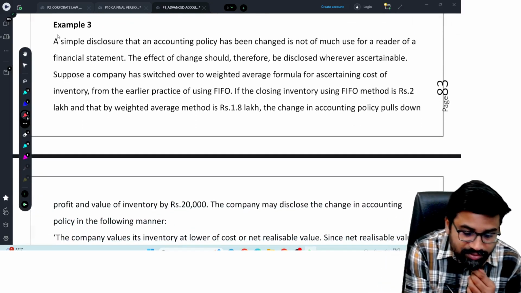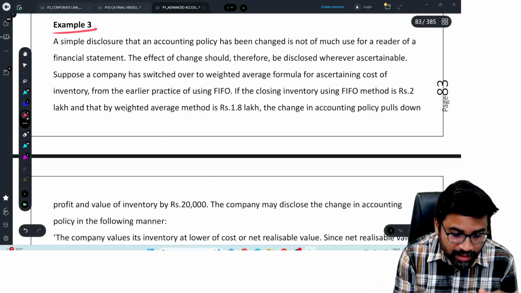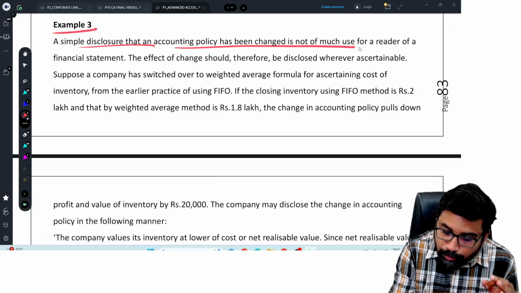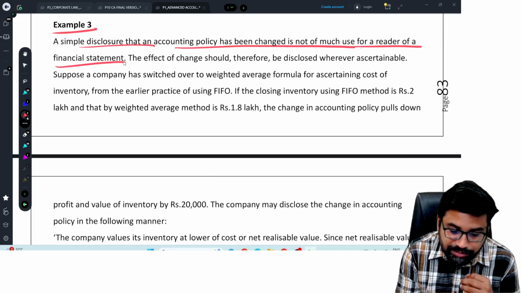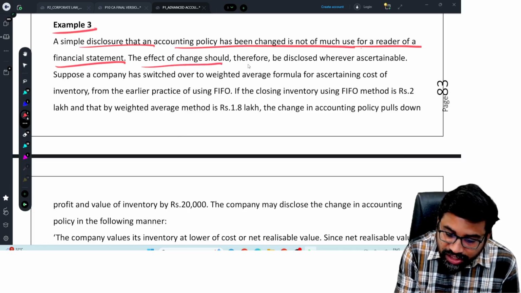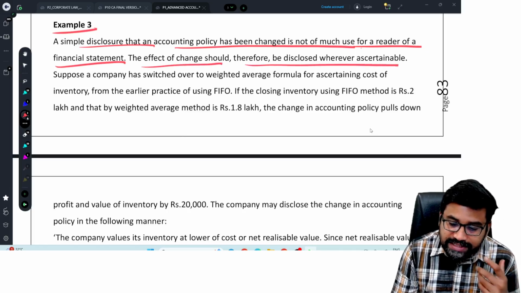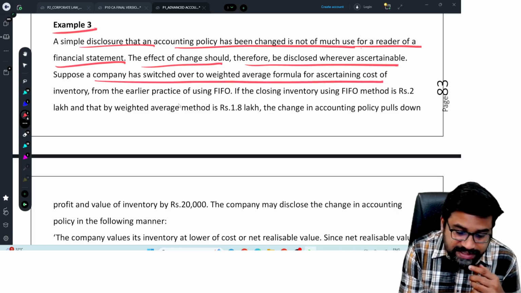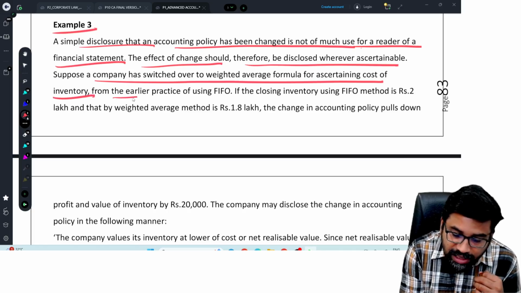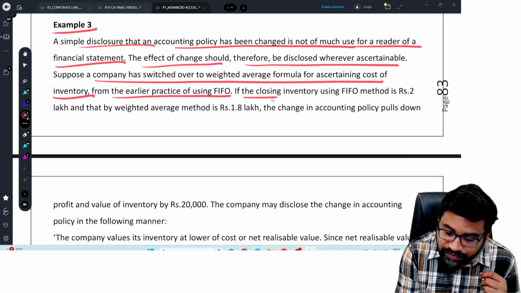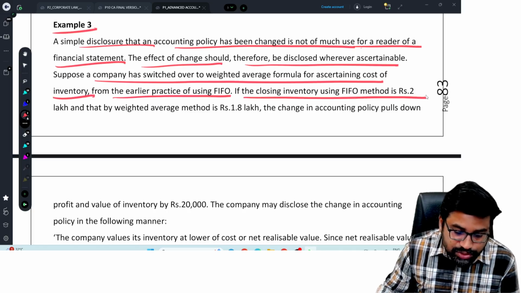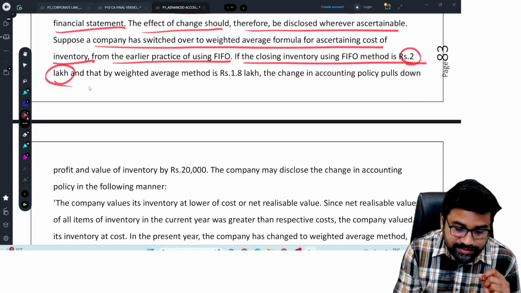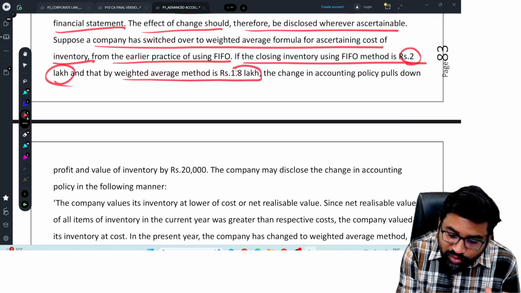In the study material, sir, one example is given. A simple disclosure that an accounting policy has been changed is not much use for a reader of financial statements. The effect of change should therefore be disclosed wherever ascertainable. Suppose a company has switched over to the weighted average formula for ascertaining the cost of inventory from the earlier practice of using FIFO. For example, we are valuing inventory under the FIFO method at 2 lakhs, and by the weighted average method at 1.8 lakh.